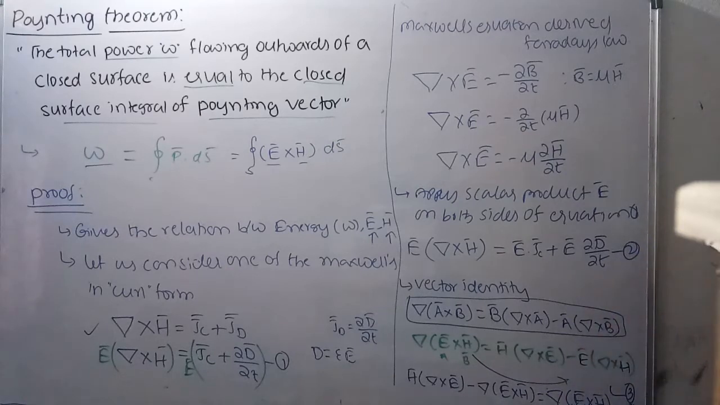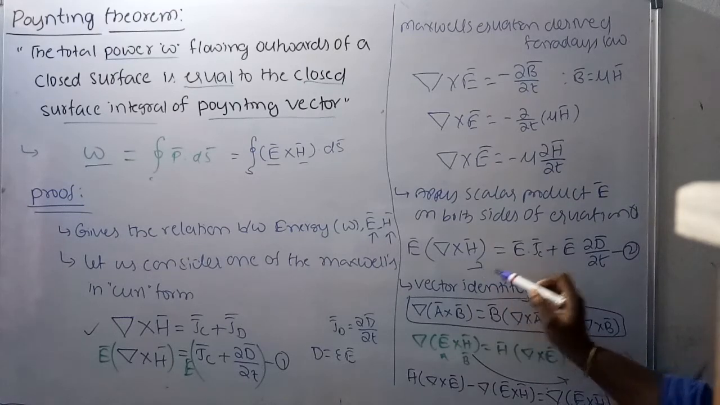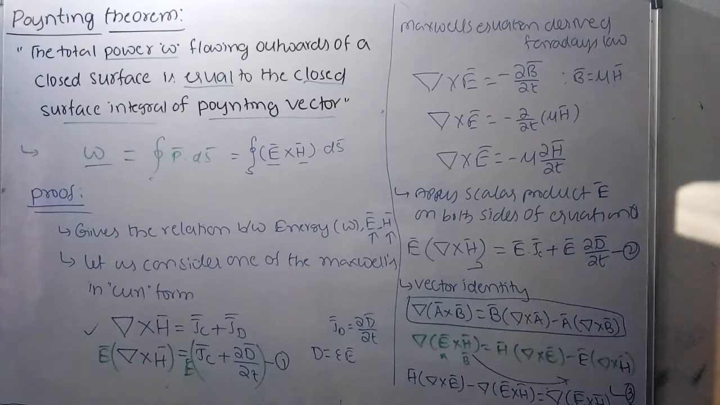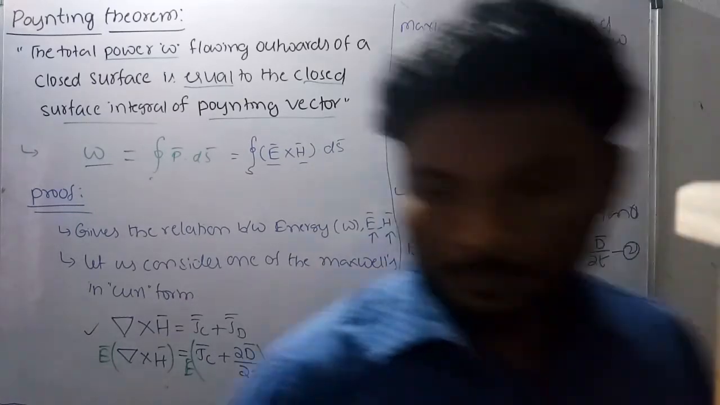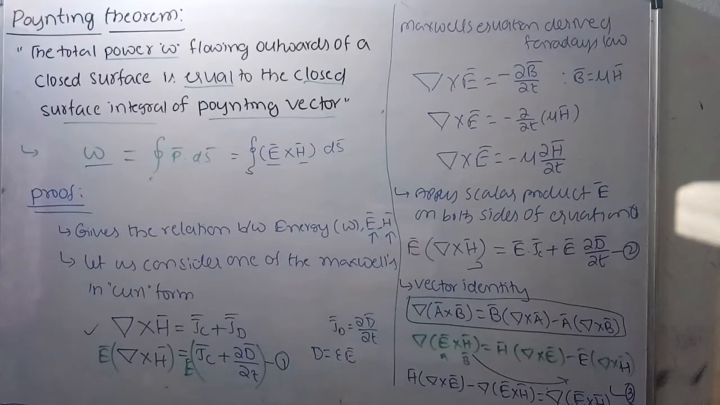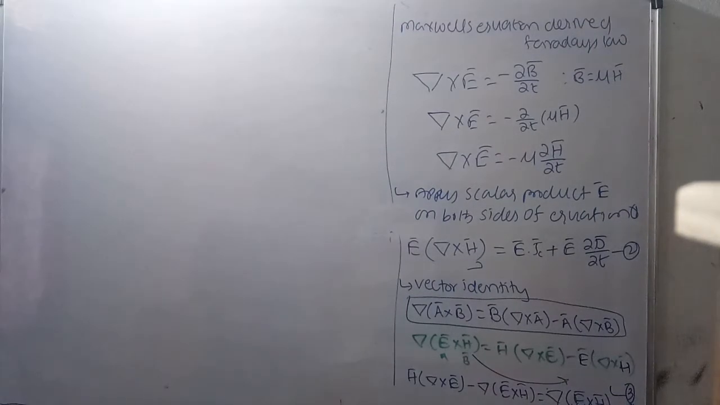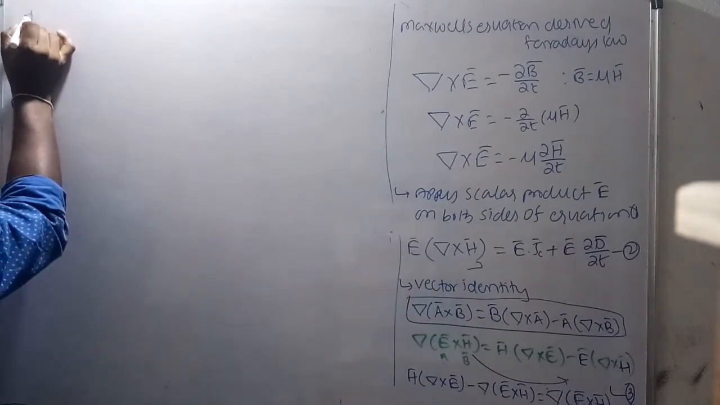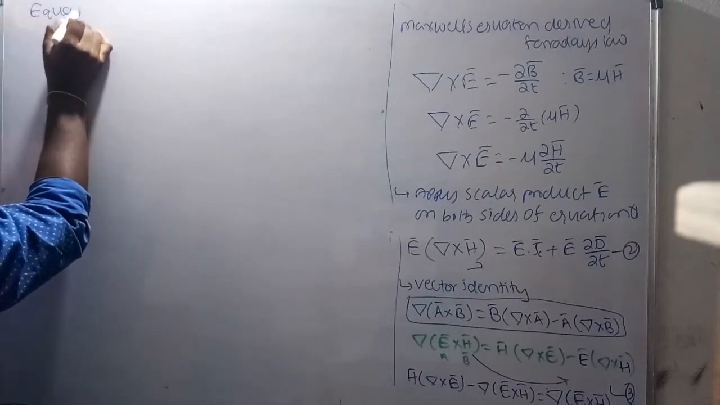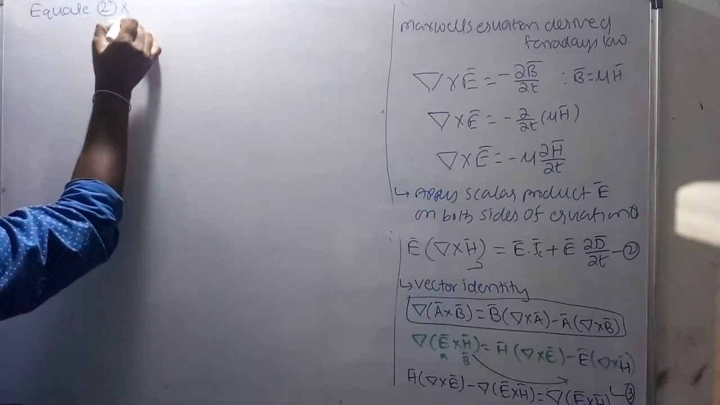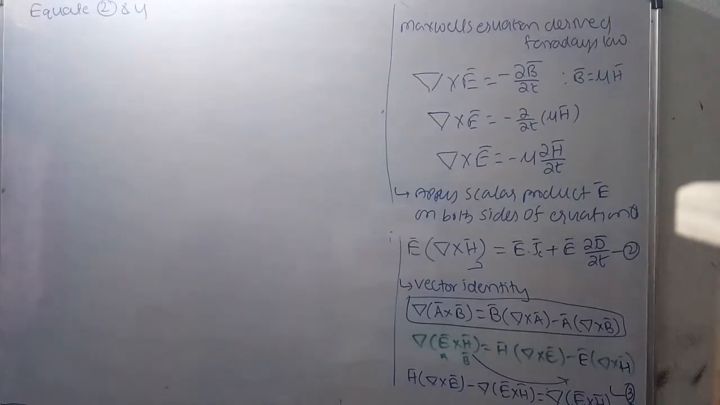Okay, so observe equation 2. Where is equation 2? Equation 2 is here. So if you observe equation 2 left-handed term and equation 4 right-handed term, both are same. So that's why equate 2 and 4. Equate equation number 2 and 4. Yes, equate equation 2 and equation 4.